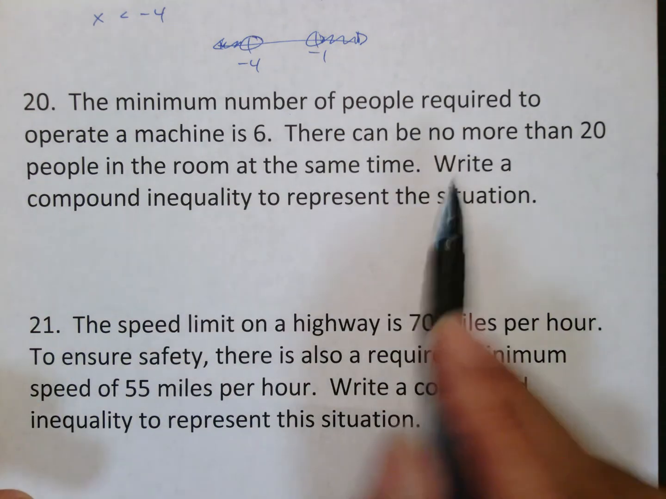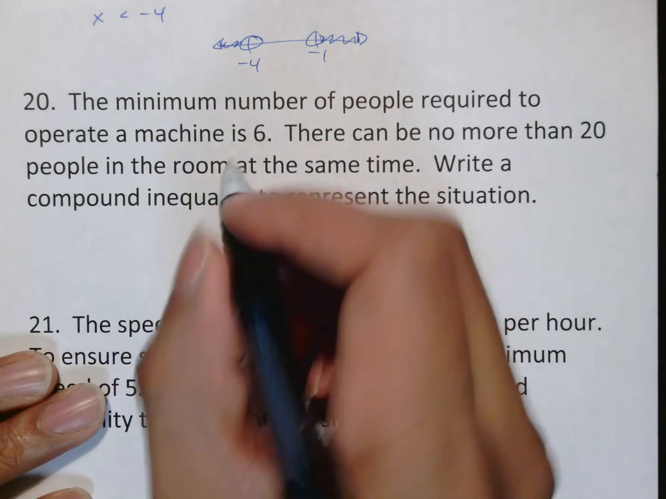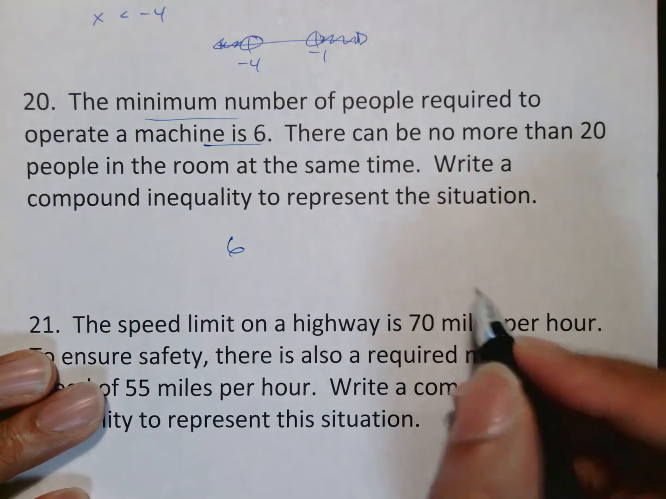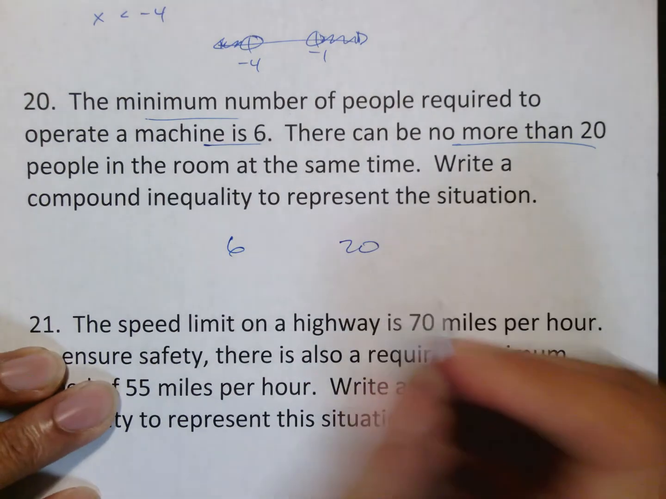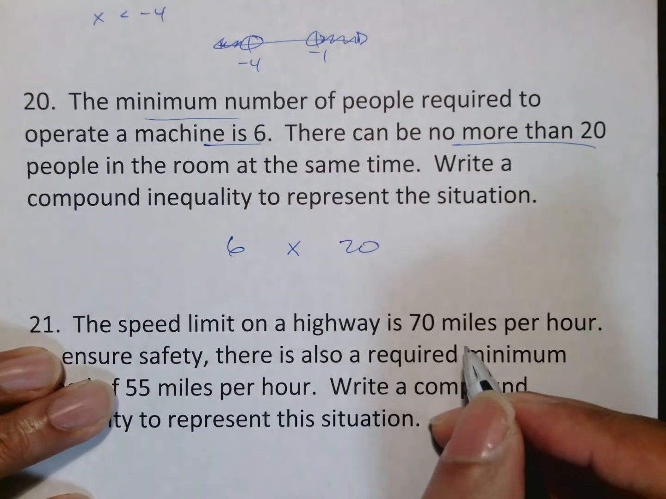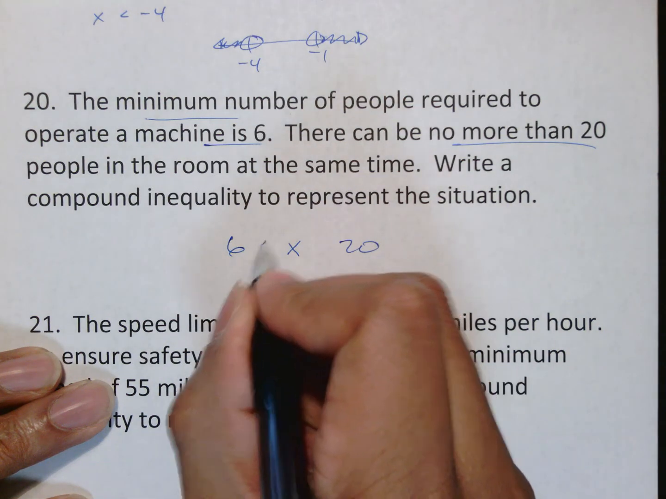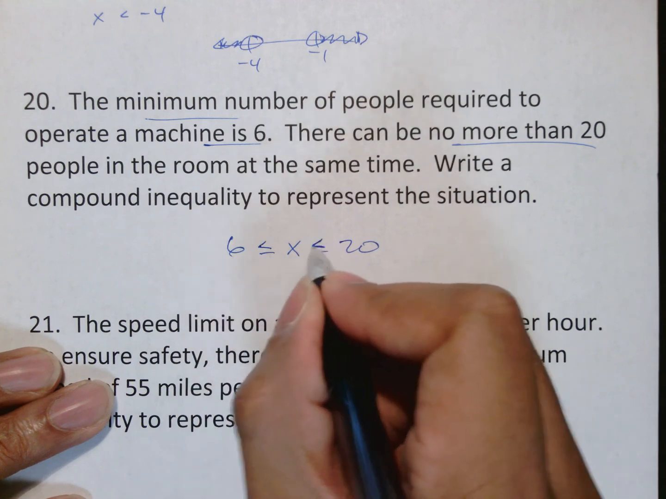This is a situation where you're talking about a range of numbers. And what you should do is always write the smallest number. The minimum number is 6, so put down your 6. The maximum number is 20, so leave room and put your 20. X is going to be in the middle. And since you want the numbers to get bigger, you want 6 to be less than or equal to X. And you want X to be less than or equal to 20.